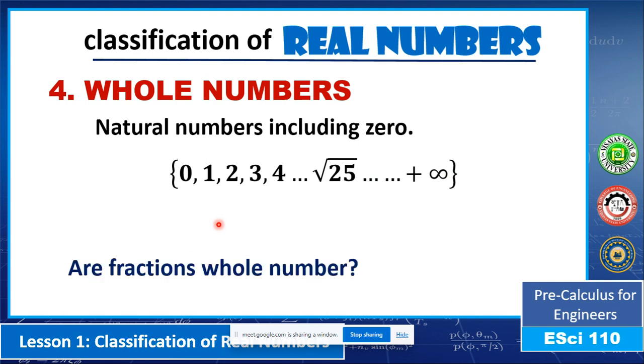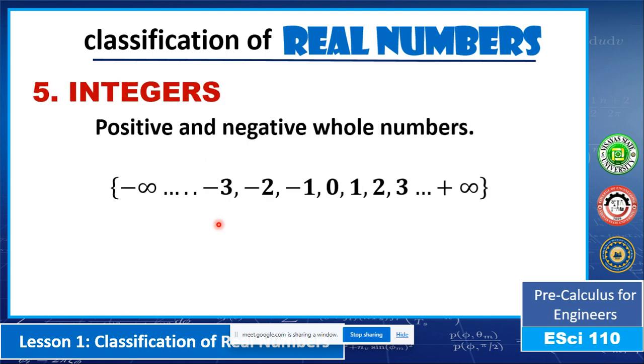So, question, are fractions whole numbers? Of course not. Since we already know that fractions are not included in the natural numbers, therefore they are not included in the whole numbers either, since whole numbers contain the natural numbers, which are without fractions. So it's a no for me. So next, we have integers. When we talk about integers, these are whole numbers in positive and negative form.